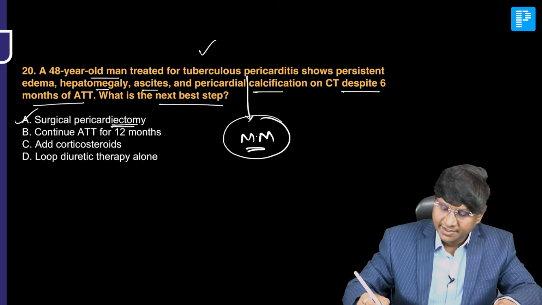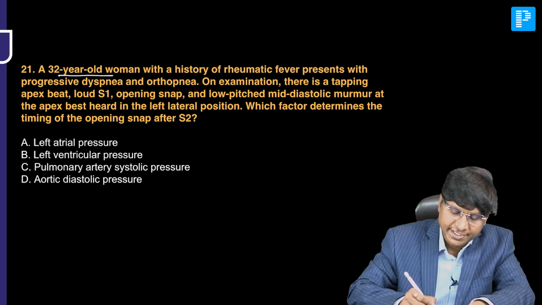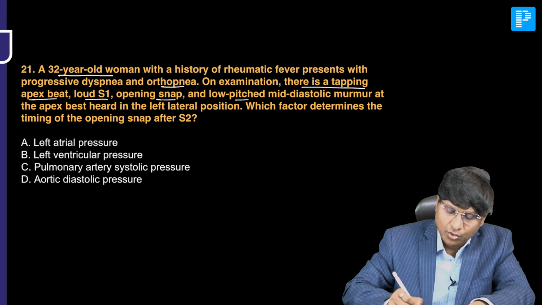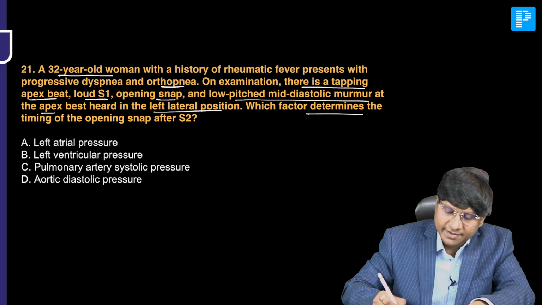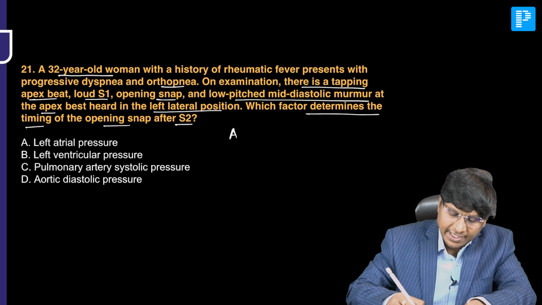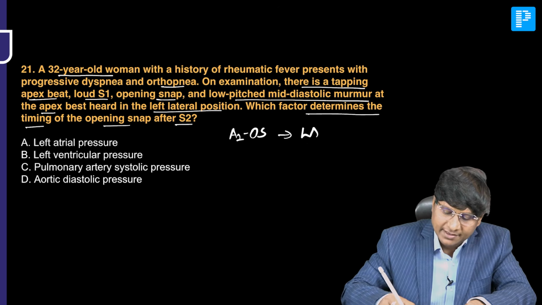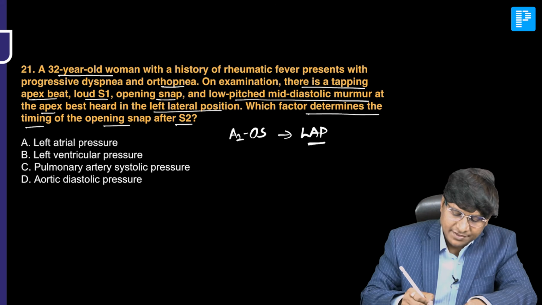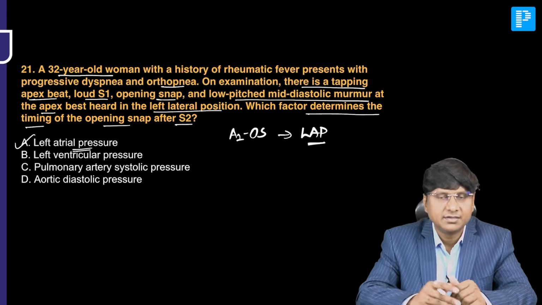Next question. We have a 32-year-old woman with a history of rheumatic fever, presenting with progressive dyspnea and orthopnea. On examination, there is a tapping apex beat, loud S1, opening snap and low-pitched mid-diastolic murmur at the apex, which is best heard in the left lateral position. Which factor determines the timing of the opening snap after S2? Okay, so it is the A2 OS gap. The A2 OS gap is determined by the left atrial pressure, right? So the options are left atrial pressure, left ventricular pressure, pulmonary artery systolic pressure and aortic diastolic pressure. So the answer in this question is the left atrial pressure.